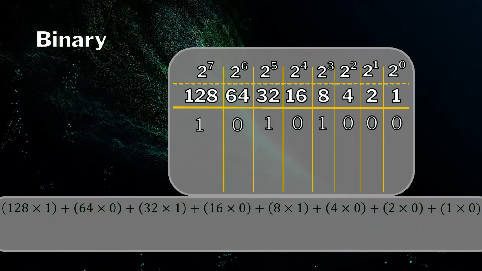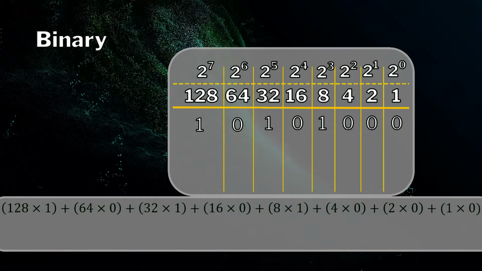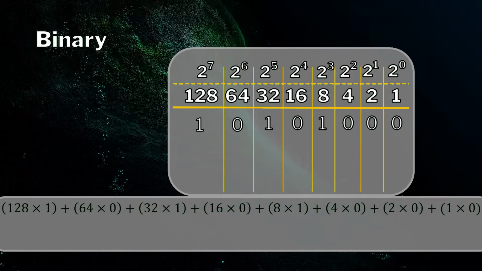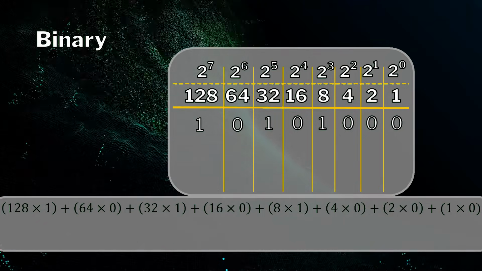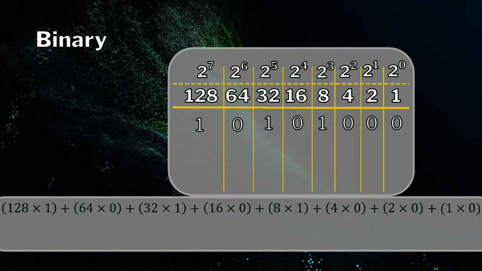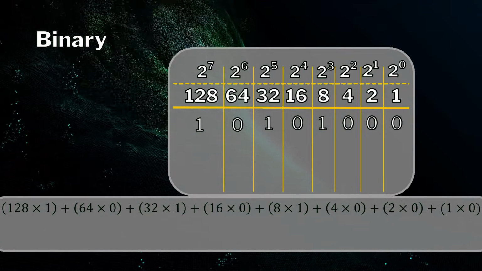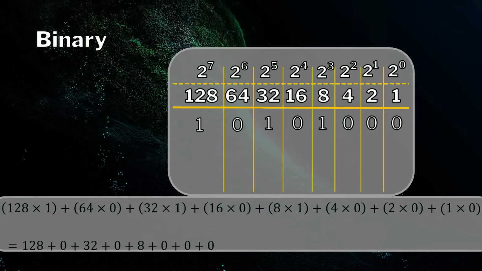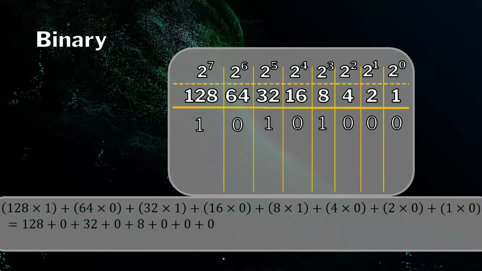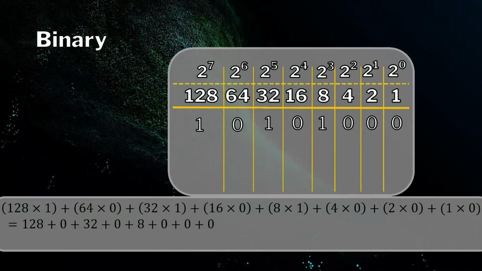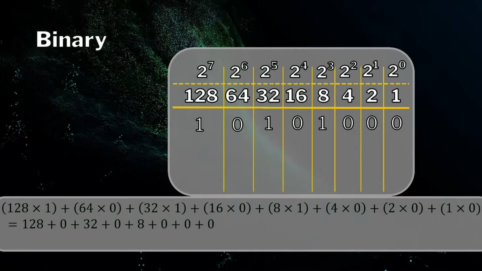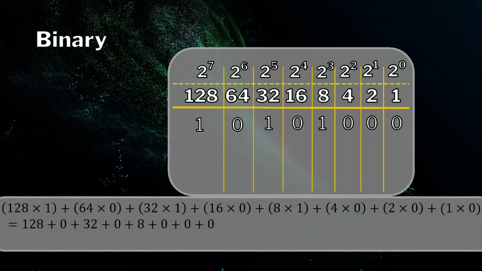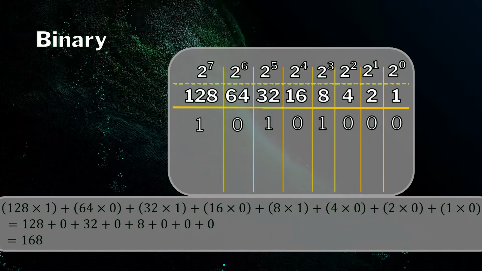128 times 1, whatever the answer is there, because remember BODMAS, plus 64 times 0, plus 32 times 1, plus 16 times 0, plus 8 times 1, plus 4 times 0, plus 2 times 0, plus 1 times 0. That should give me 128 plus 0 plus 32 plus 0 plus 8 plus 0 plus 0 plus 0. Which, if you quickly add that up for yourself, is 168.